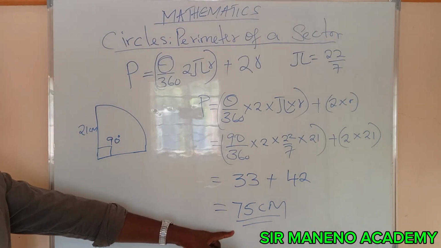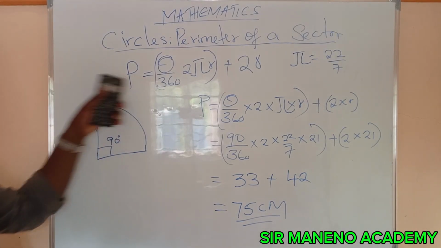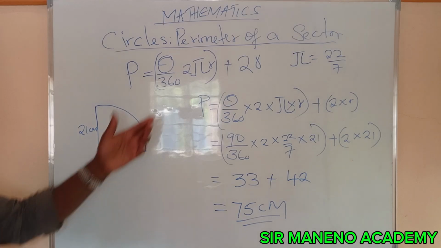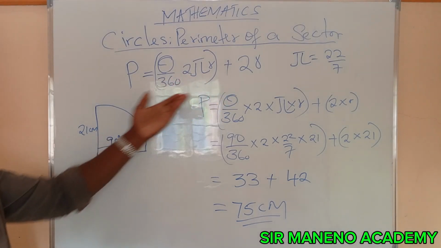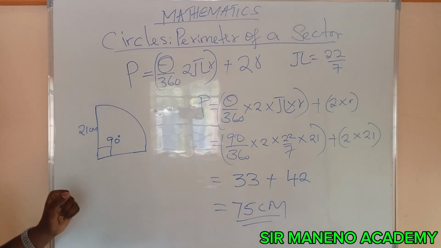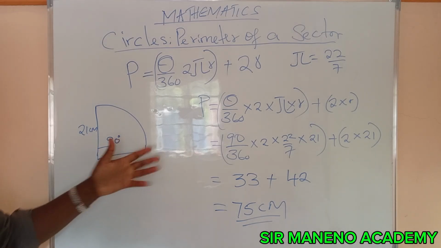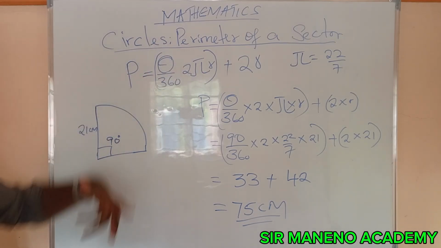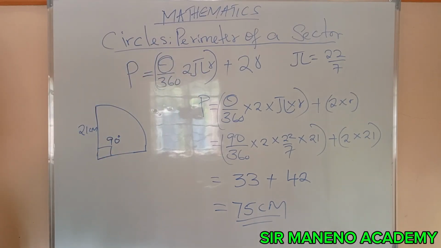So this is now the perimeter of this sector. And I hope up to this point, we are together. So that's how you calculate the perimeter of a circle. The thing is, you have to master this formula, all right? Are we together? And then understand how we substitute values which you've been given in the formula. That is how easy it is.